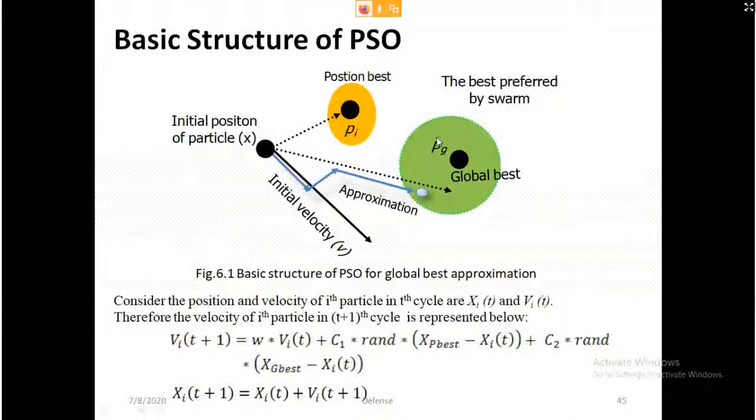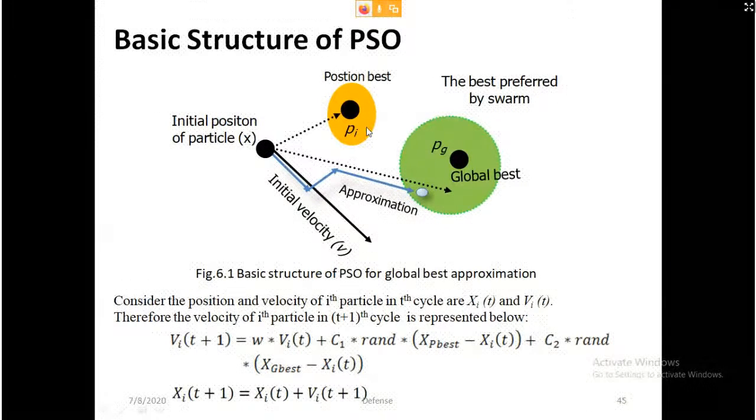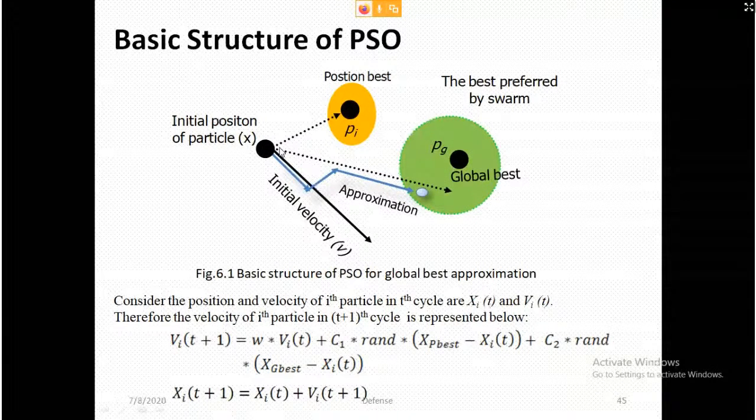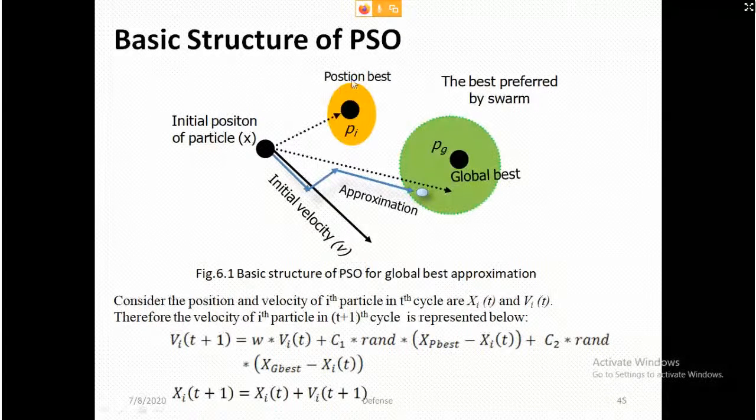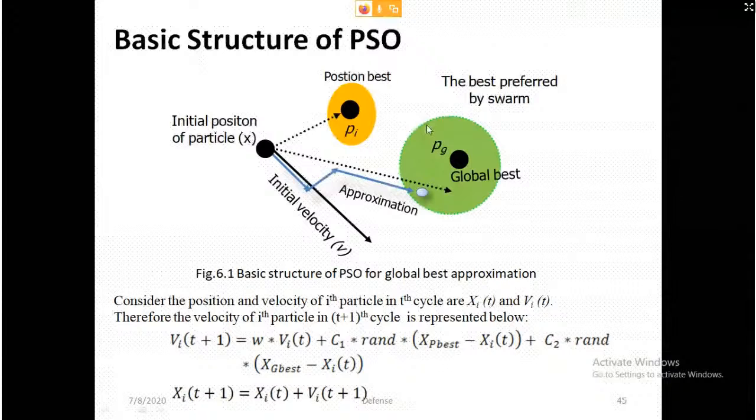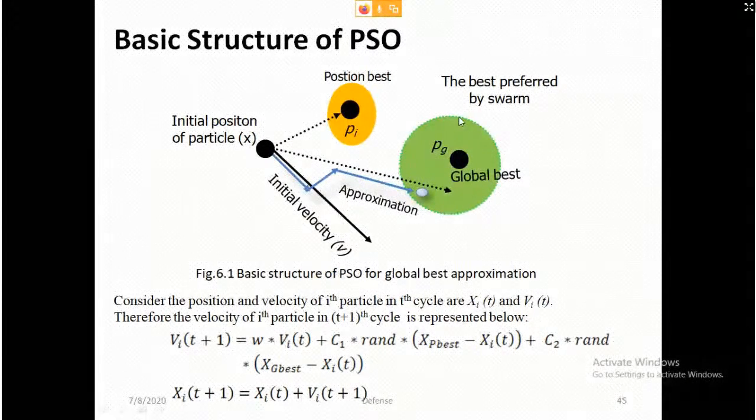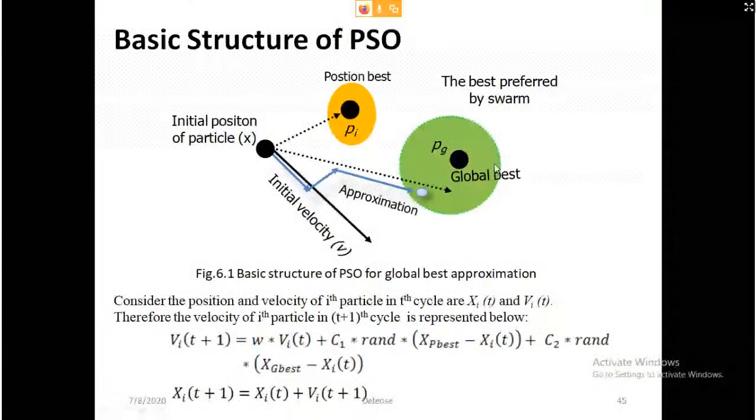So, for suppose let us consider there are 50 birds, and those are moving from their source positions. Each bird will have its own position first. Then they will communicate with each other. The way of communication I will discuss later. They will come to the conclusion that this will be our global best, among all these position bests.